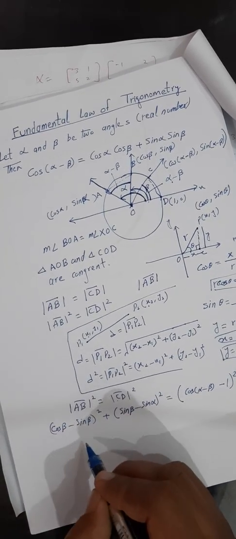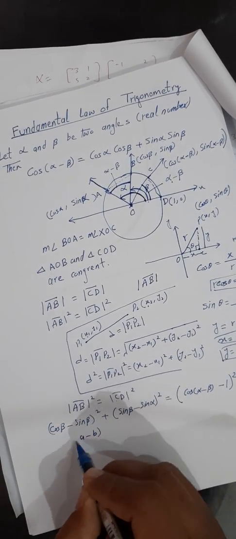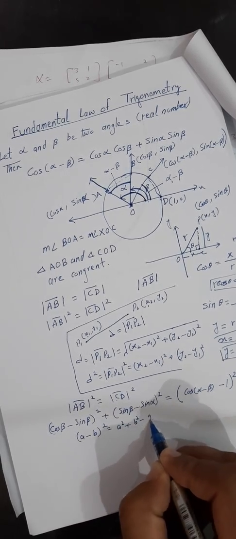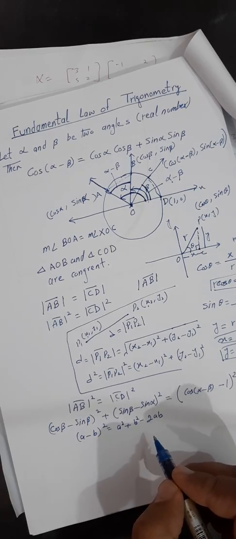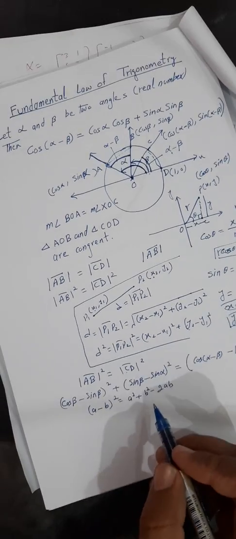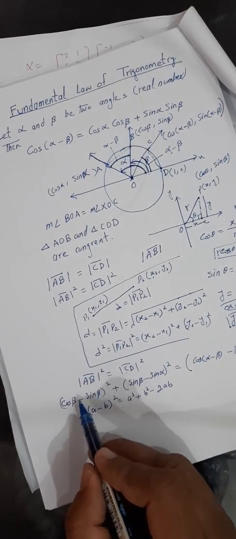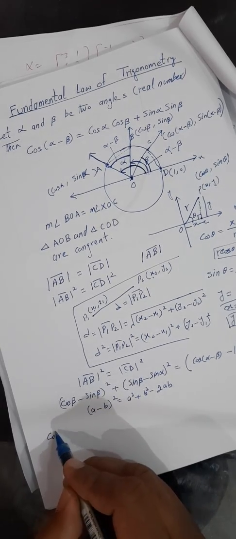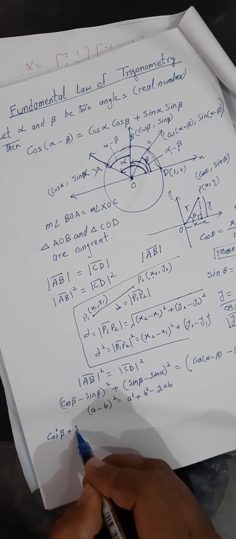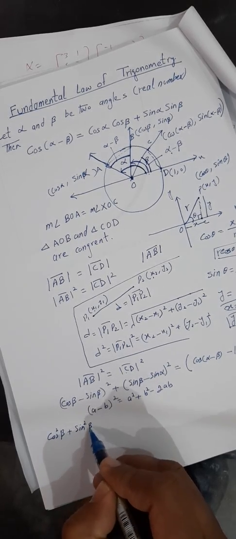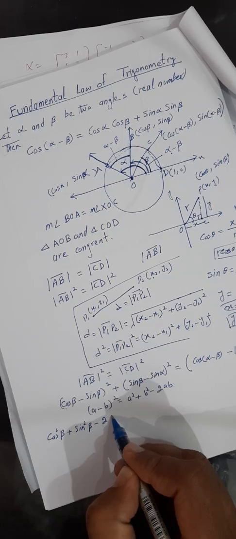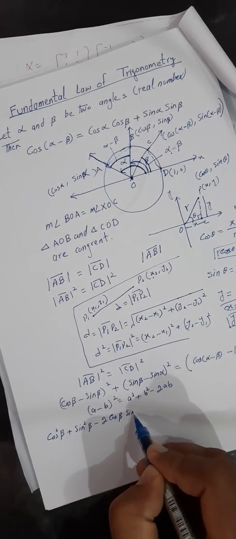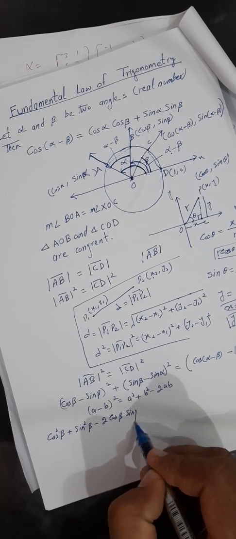As you know very well, the formula for (a minus b) whole square is equal to a square plus b square minus 2ab. By using this formula, we will open this: (cos beta minus sin beta) whole square, which is equal to cos square beta plus sin square beta minus 2 cos beta sin beta.